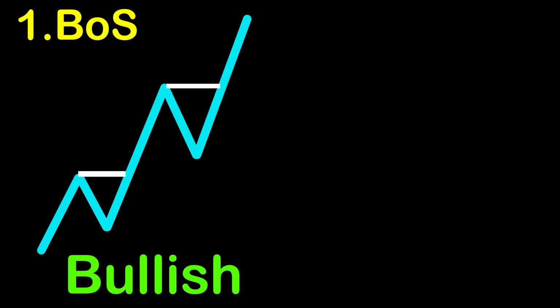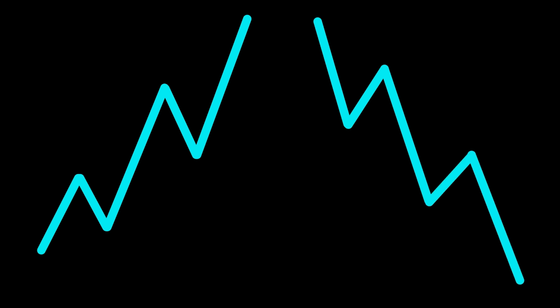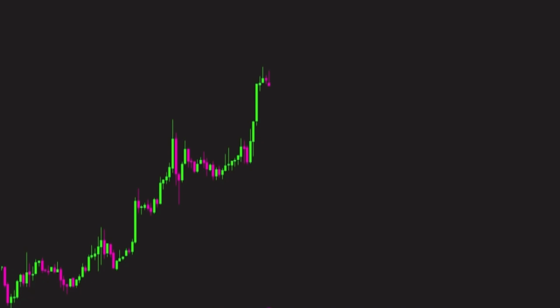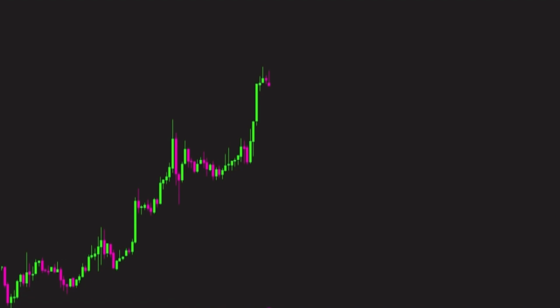The first confirmation is that the market should do the break of structure to the upside in a bullish scenario. And in a bearish scenario, it should do the break of structure to the downside. When the market makes the break of structure to the upside or to the downside, it indicates that the market wants to continue its trend. Now let us see the second condition.